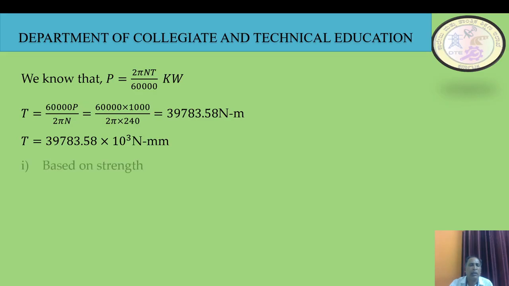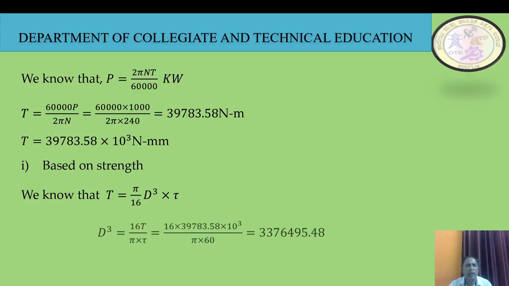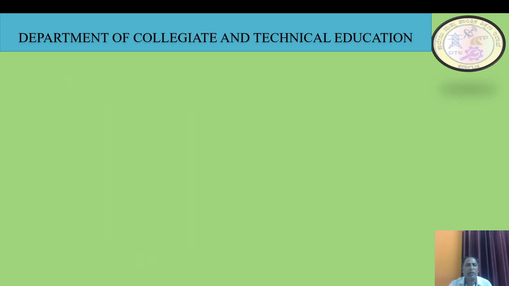And then we have to calculate the diameter based on both cases, that is based on strength as well as based on rigidity. As you know, based on strength, the torque transmitted by the solid shaft is π by 16 d cube into tau. So d cube is equal to 16T divided by π into tau. By substituting the values of T and tau, the diameter of the solid shaft will be 150.022 mm.